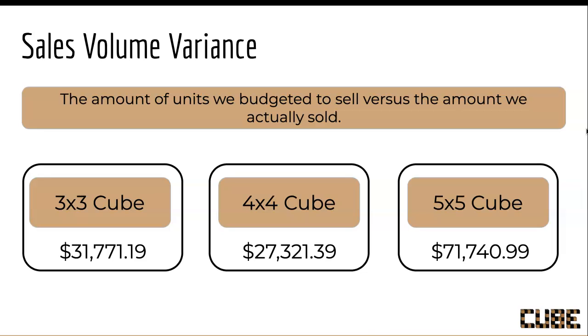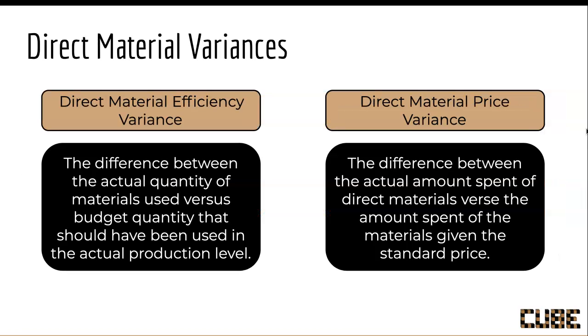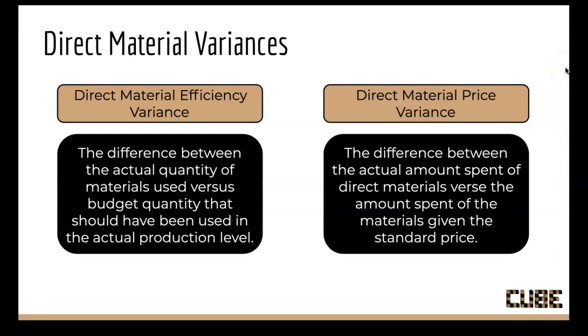So for our 3x3 cube, we had a variance of $31,771.19. For our 4x4 cube, we had a variance of $27,321.39. And lastly, our 5x5 cube had a variance of $71,740.99. Now I'm going to talk about our direct material variances.